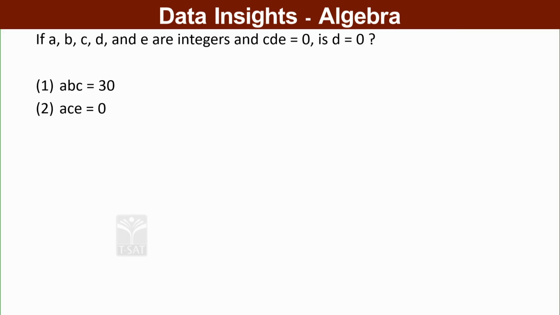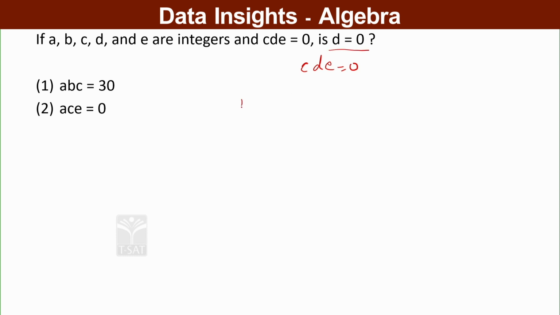Let's move on to the next question now. If a, b, c, d and e are integers and cde equals 0, is d equal to 0? It is given that cde equals 0 and they are asking whether or not d is equal to 0.